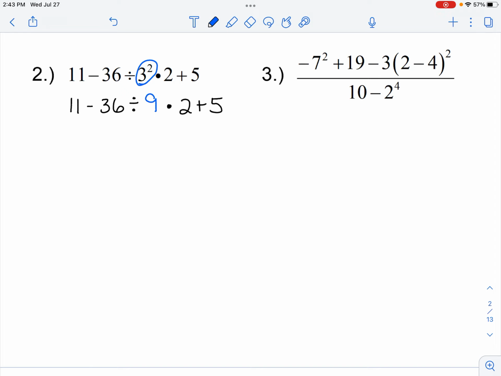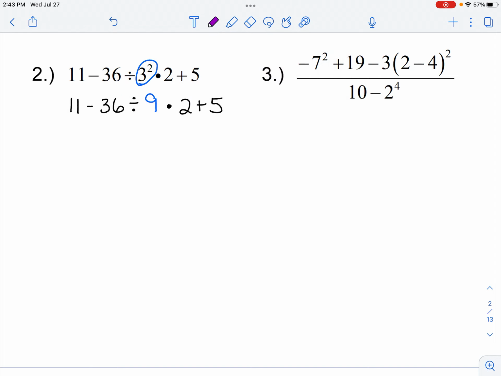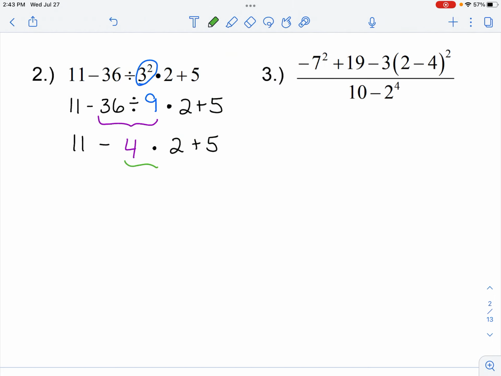Now from left to right, I have to do division if it shows up first. So this is another case where the division shows up before the multiplication over here. So I'm going to do the division first. 36 divided by 9 is 4. Write the rest of the problem around it. So I have 11 minus 4 times 2 plus 5. I'll do the multiplication next. 4 times 2 is 8. And now I'm going to have 11 minus 8 plus 5.